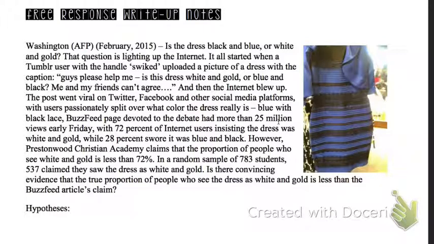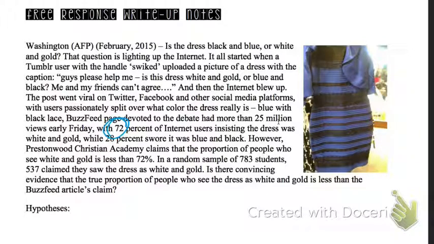Is the dress black and blue or white and gold? That question was lighting up the internet in 2015. It all started when the Tumblr user, blah, blah, blah. I'm going to skip this part and go to the numbers part.